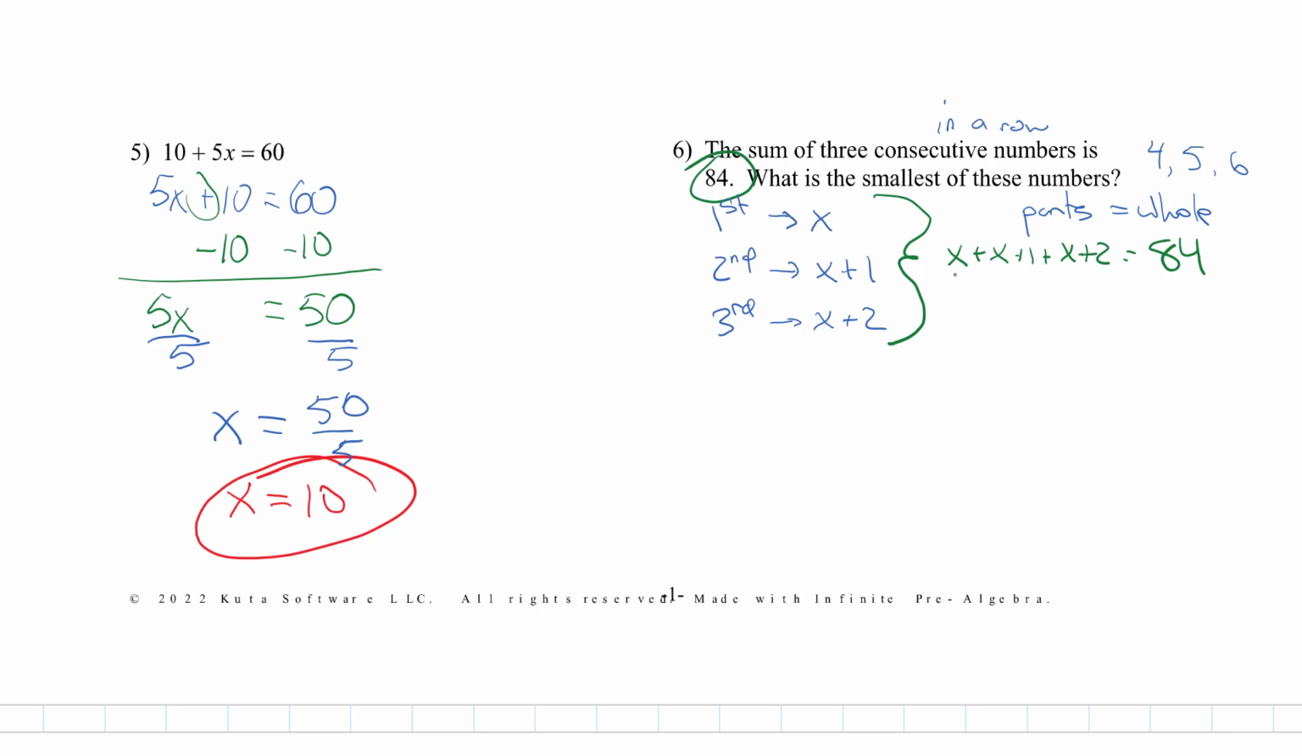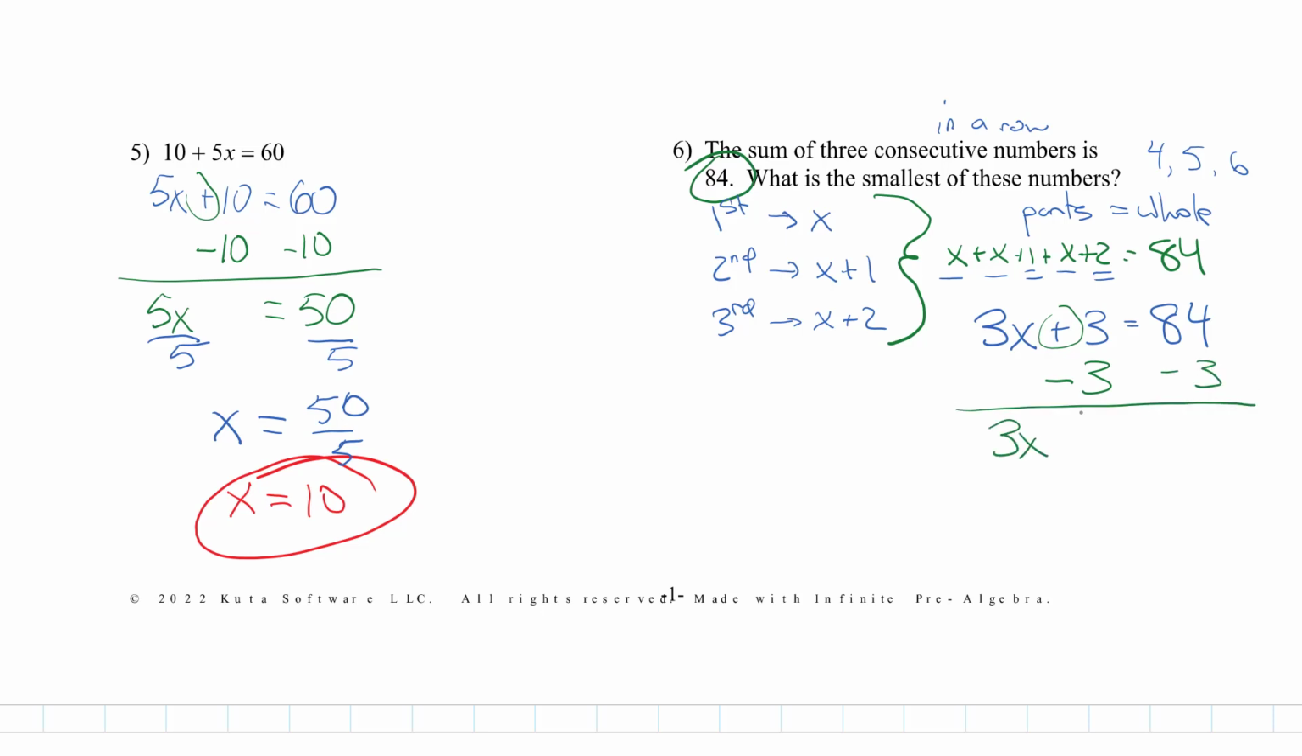Okay, that means I need to collect like terms. Get all of the x's together, so I've got 3 x's, and I get all the numbers together, that's 1 plus 2 is 3. That'll be equal to 84. And now it just looks like the problem from number 5. I've got a number times x plus 3. This plus tells me I need to subtract 3, so it'll cancel out. If I do it to one side, I have to do it to the other.